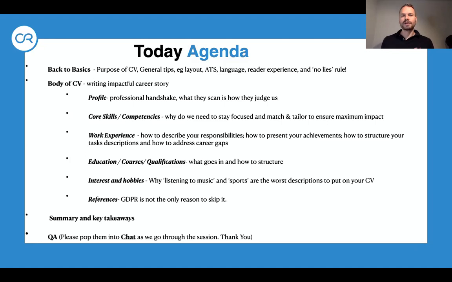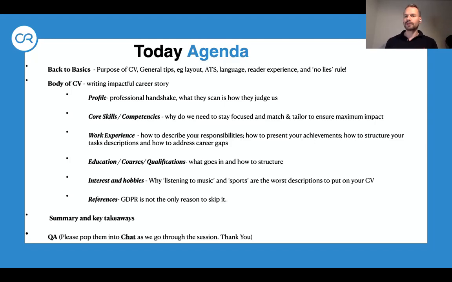So let's have a look. Today's agenda is pretty simple in reality, but it's structured in a way that hopefully will help you go through your CV writing process in a much more structured and conscious way. We'll talk about the basics: what the purpose of a CV really is, and some general tips, for example, the layout. We'll talk about the magic of ATS, the applicant tracking system, and what it really means for writing a CV.